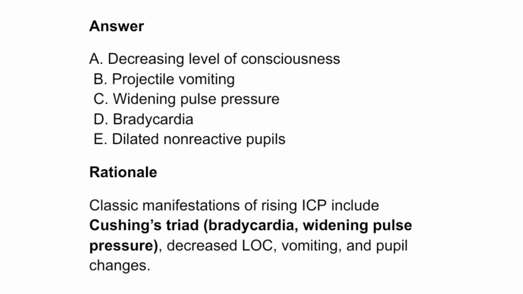Answer. A. Decreasing level of consciousness. B. Projectile vomiting. C. Widening pulse pressure. D. Bradycardia. E. Dilated non-reactive pupils. Rationale. Classic manifestations of rising ICP include Cushing's triad, bradycardia, widening pulse pressure, decreased LOC, vomiting, and pupil changes.